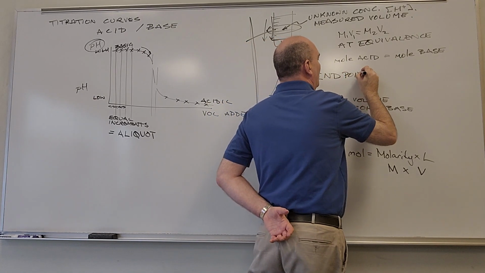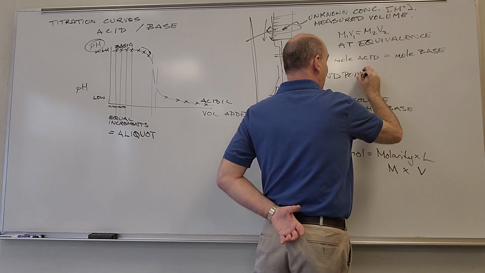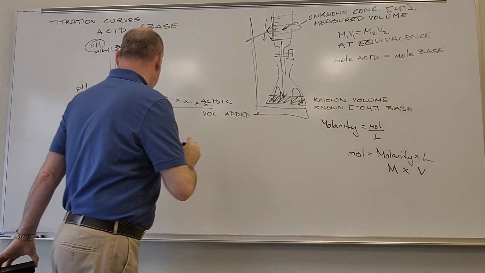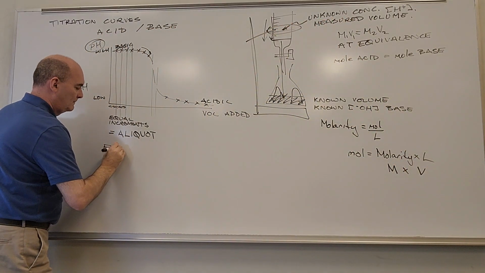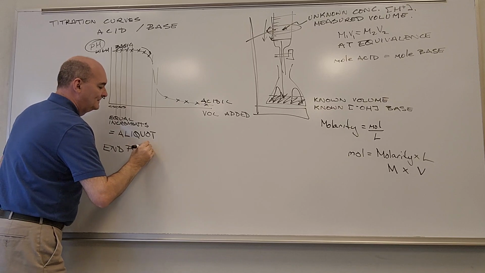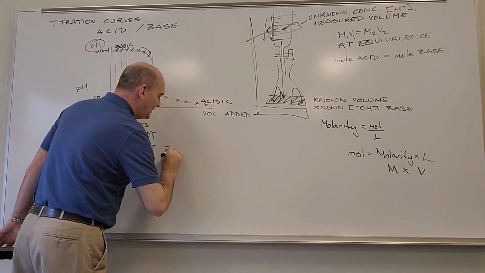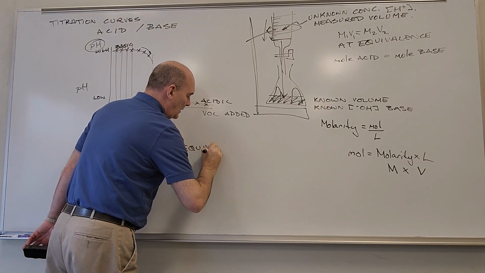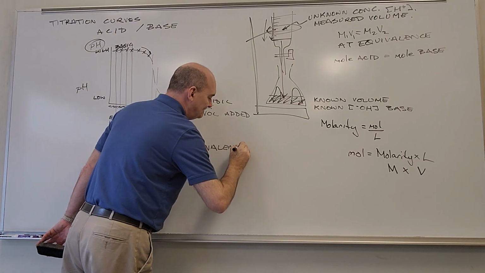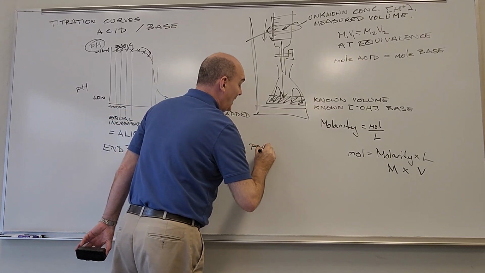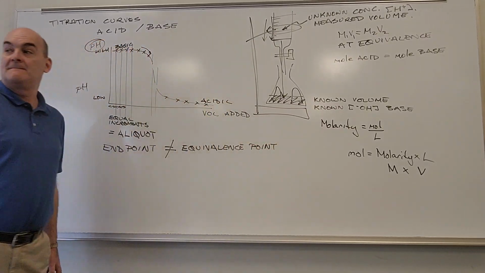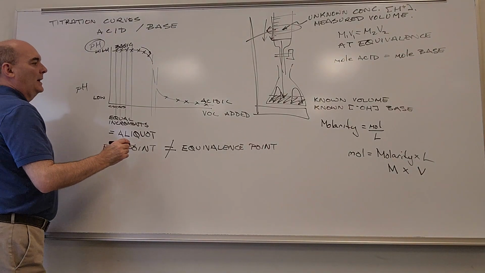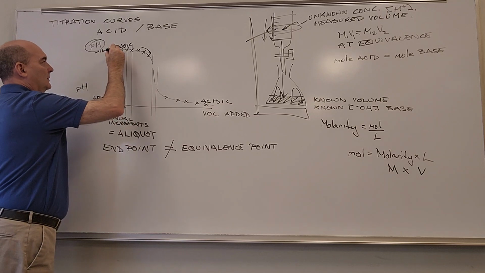is called an end point. I should probably write somewhere else. End point. And the end point is not equal to the equivalence point. If you have a pH meter, we can get really, really close to the equivalence point by plotting.